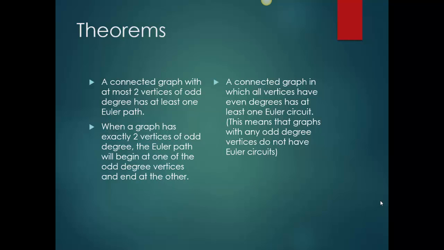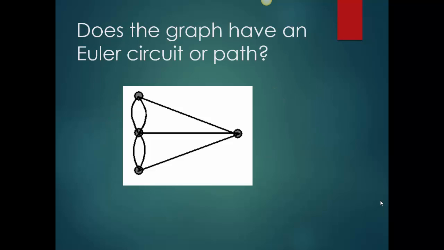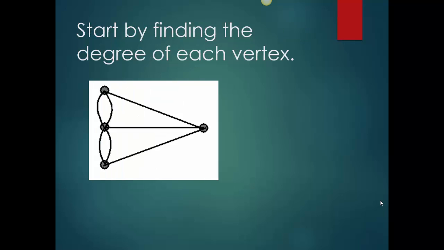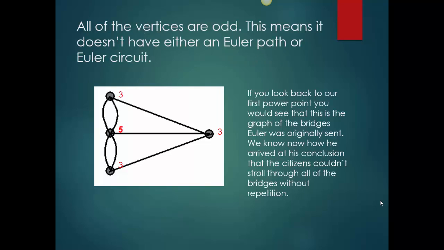Let's make this clearer by doing some examples. So let's look at this graph. Does it have an Euler path, an Euler circuit? Does it have neither? Does it have both? Well, the first thing we should do is find out the degrees because all of the theorems talk about the degrees of the vertices. So I can see my degrees here are 3, 5, 3, and 3. Okay, so having odds says it doesn't have an Euler circuit. Having 4 odds, which is more than 2, says it doesn't have an Euler path.